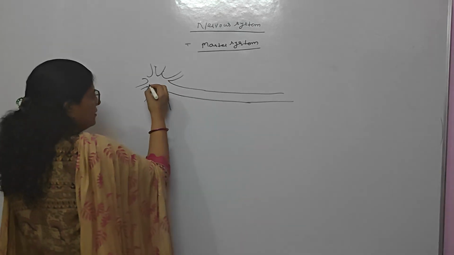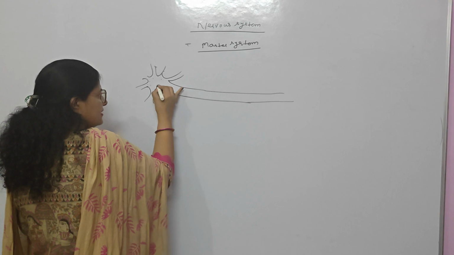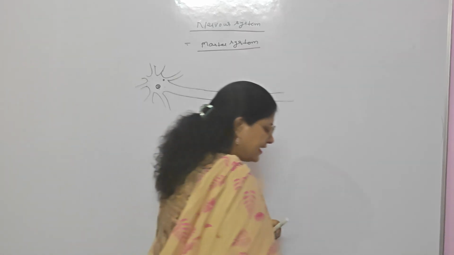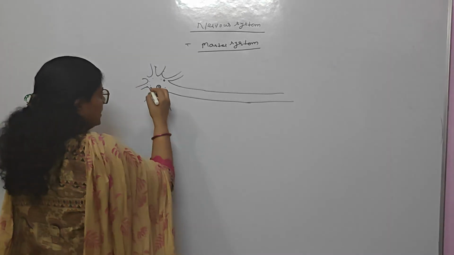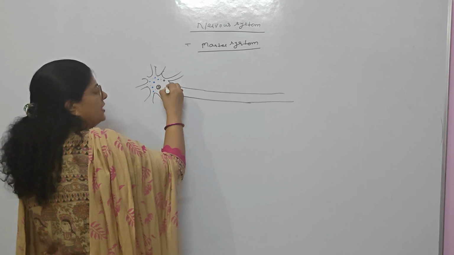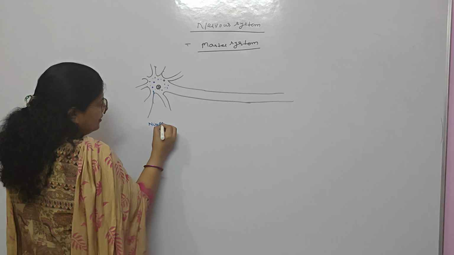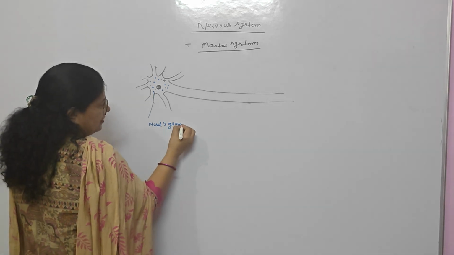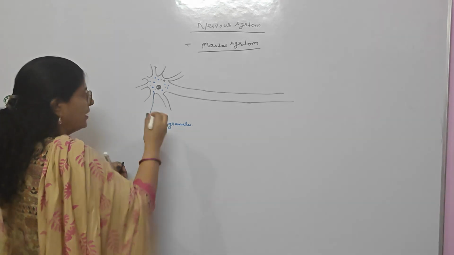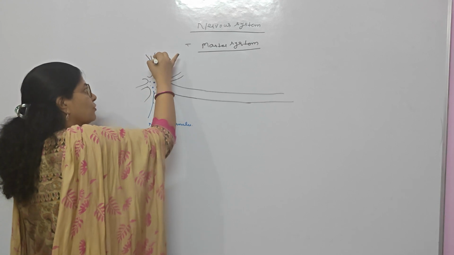Now here are the axons. This is the axon, this is the nerve cell body, it has cytoplasm, and it has a central nucleus and the nucleolus, and it has granules which take a dark blue color, or basophilic. This is known as Nissl's granules. So this is the soma or the perikaryon, and it has rootlets.